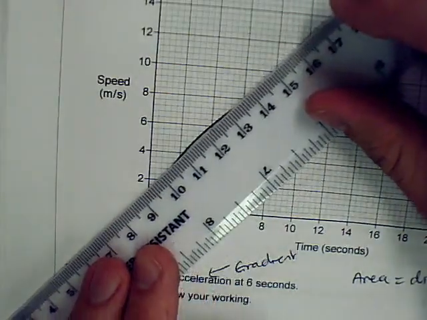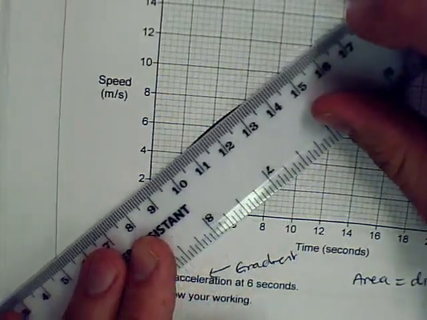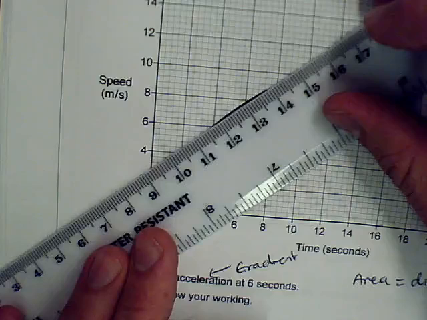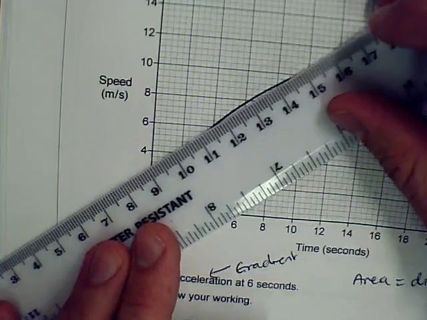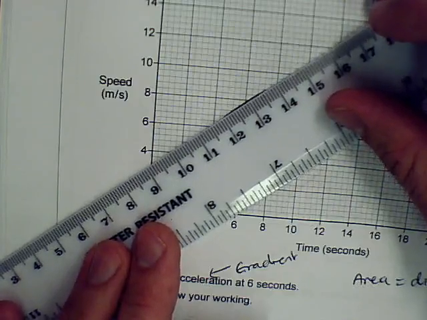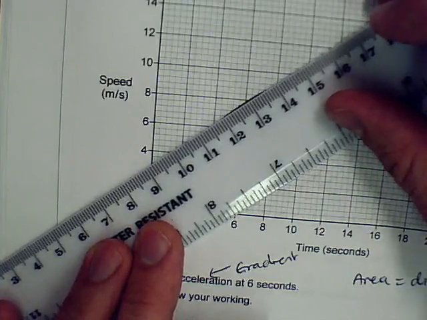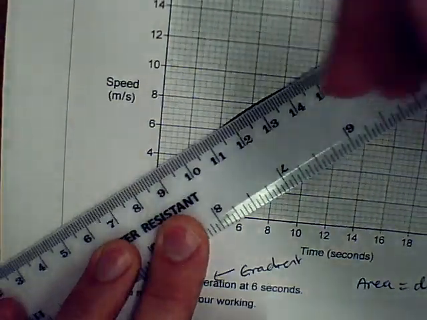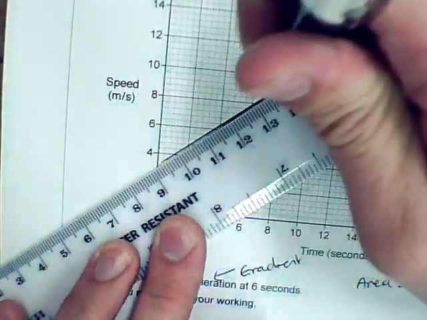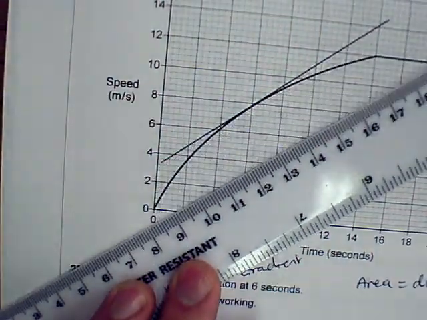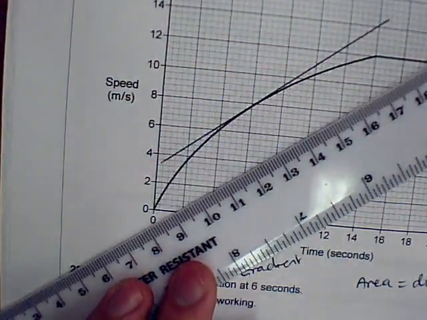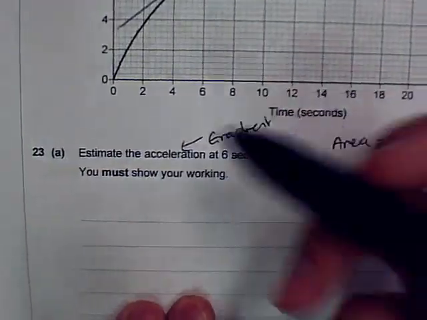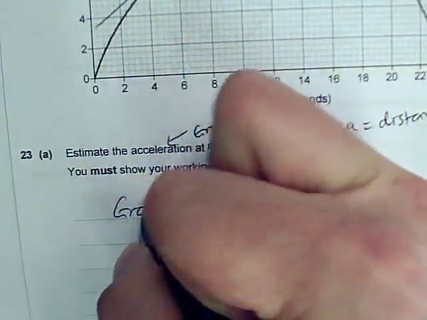So I'm just making my ruler fit that line. And 6, look, is about here. This is why it's important to take pride in your work and do this properly. We don't want to just guess at it. I'm going to draw my line like this. Okay, I want to find the gradient of this line, and to find the gradient, I need to do rise over run.